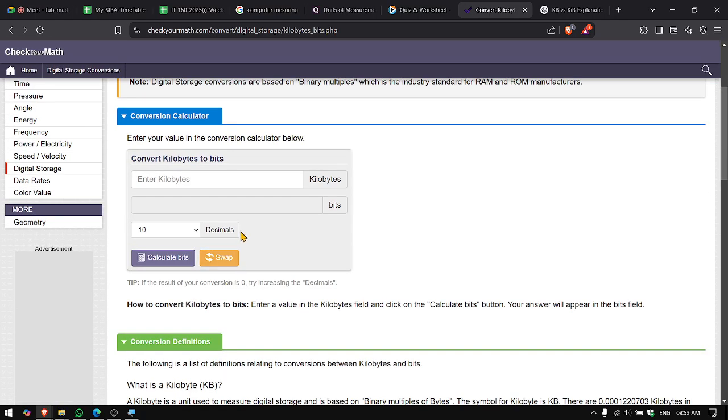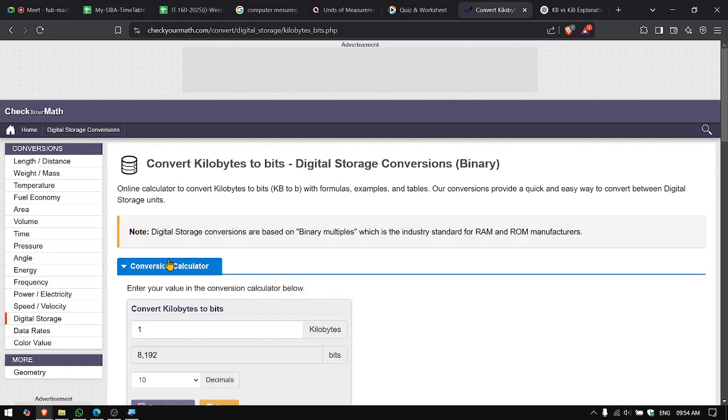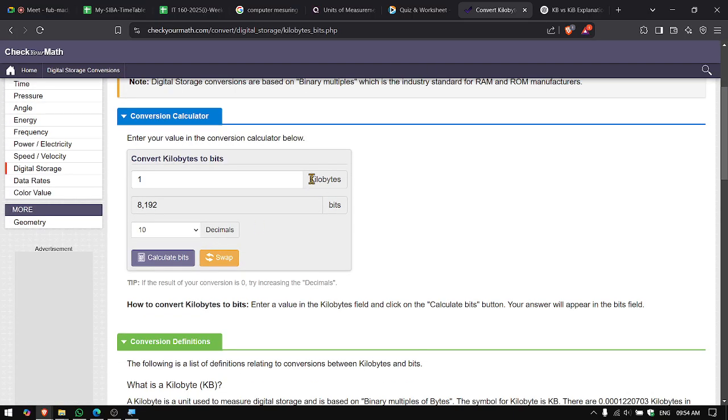So it is about storage, right? Here enter kilobytes. If we add 1 kilobyte and press calculate bits, kilobytes in bits, it's 8192. Is it correct? We can do it manually, so let's do it manually. Let me open Paint. I think it's easy.